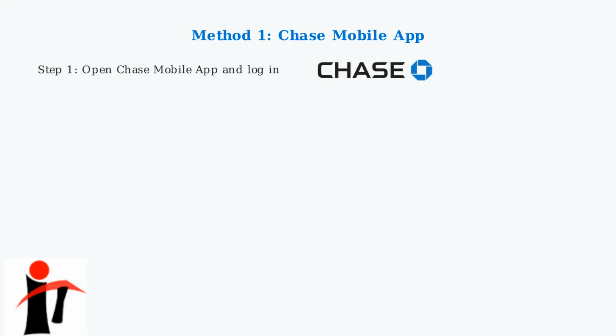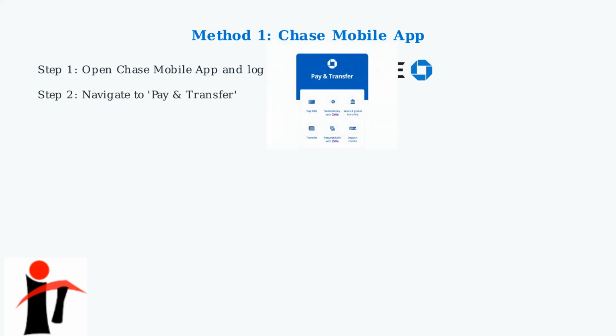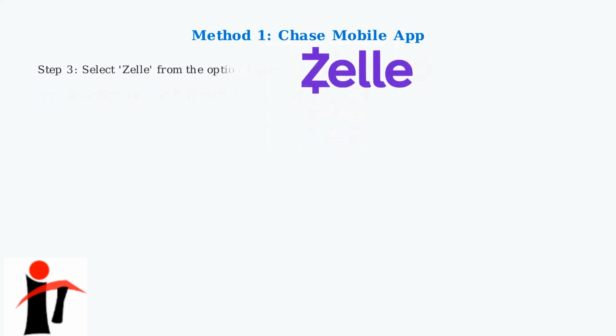There are two primary methods for deleting Zelle recipients from your Chase account. Let's start with the Chase mobile app method, which is the most commonly used approach. First, open your Chase mobile app and log in securely using your credentials or biometric authentication. From the main menu, locate and tap on Pay and Transfer. This will open the payment options screen where you can access various transfer services. Look for the Zelle option among the payment services and tap on it.